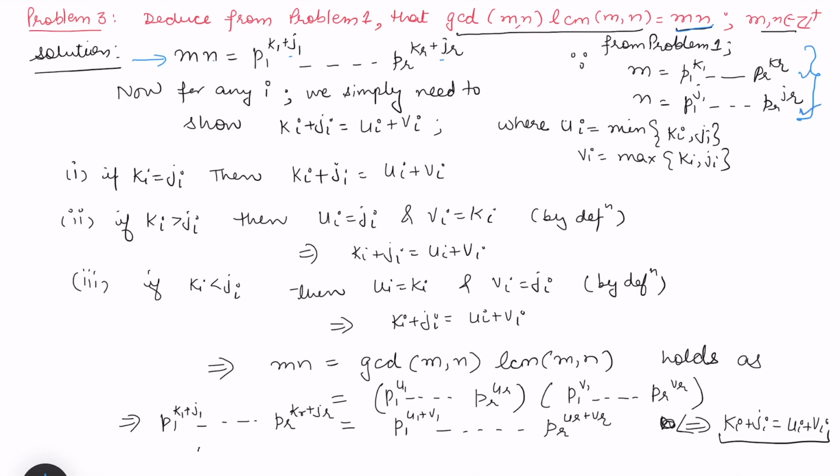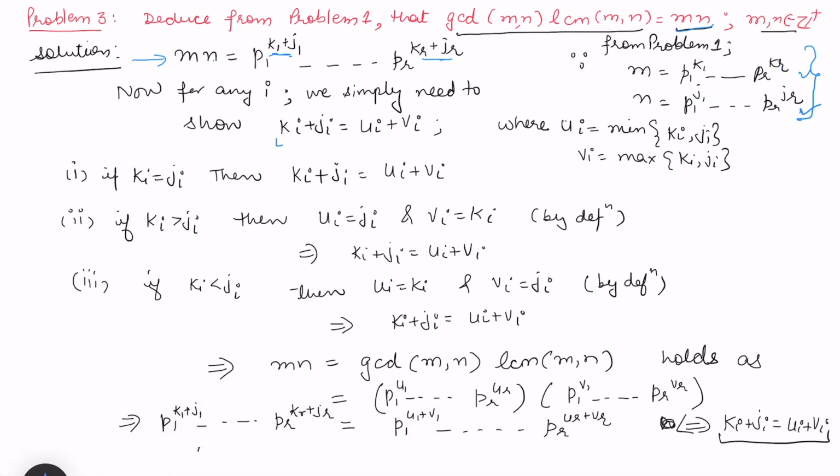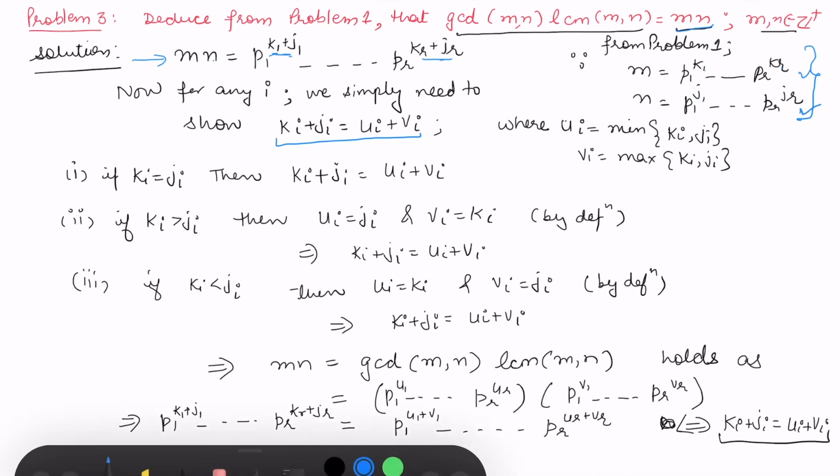So these are the same prime, so the powers will get added: k1 plus j1, kr plus jr, and so we get these quantities. Okay. Now what we want to show is, and what was the u? U was, we have an expression in terms of ui's and vi's, which is the minimum and maximum of Ki and Ji. So what remains to show here is if we can show simply this quantity. And why is this? Let's directly come back to this step first.